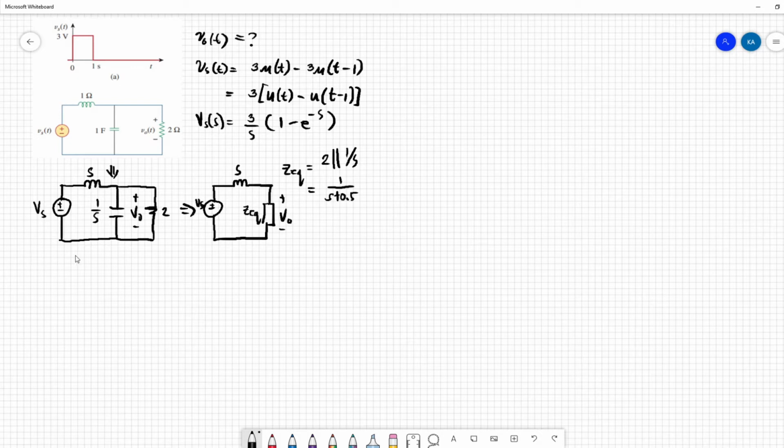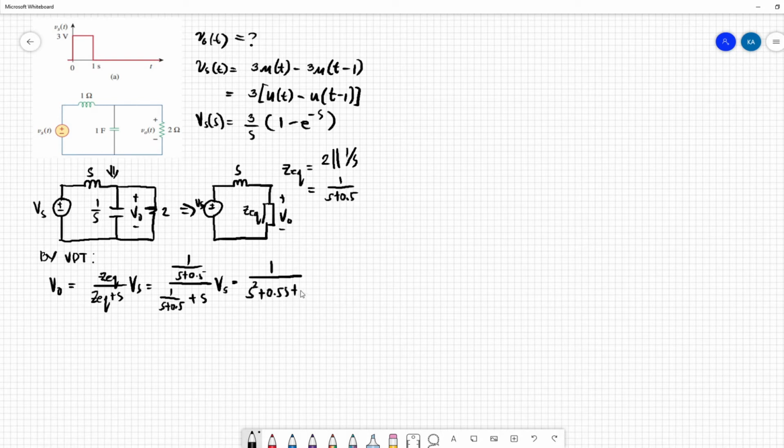So by VDT, you can solve for Vo in terms of Vs. So by VDT, Vo is equal to Zeq over Zeq plus s times Vs. We have 1 over s plus 0.5 over 1 over s plus 0.5 plus s times Vs. So simplifying this equation, we have 1 over s squared plus 0.5s plus 1 times Vs.